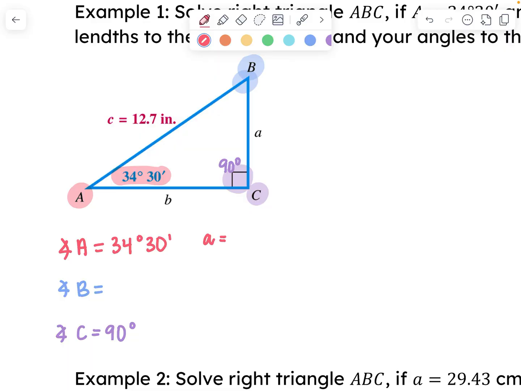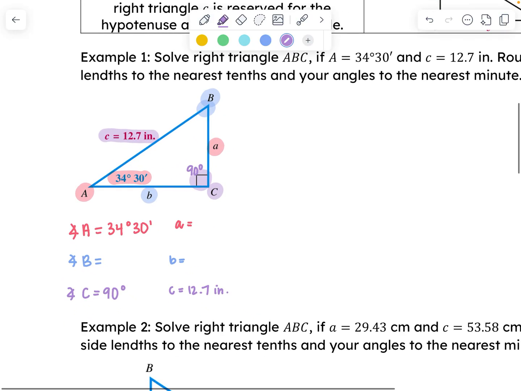And then let's move on to our side lengths. Side A over here, I don't know yet. Side B, I also don't know yet down here. And side C, I do know. Side C is 12.7 inches. So for side C and angle A and angle C, I don't need to do anything, but for angle B, side A and side B, I need to figure out what those are. I'm going to start with the angles.